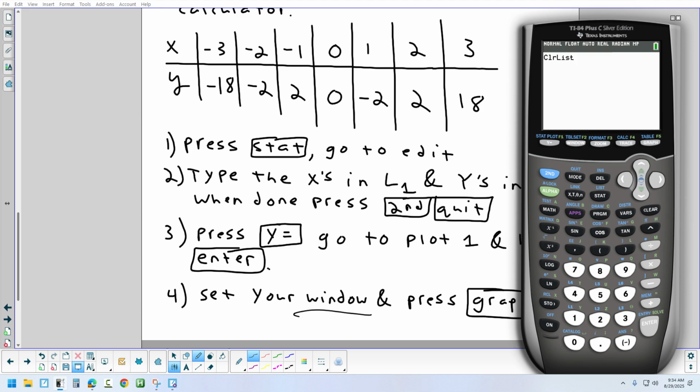Let me try this before you do it and make sure that it works okay. I'd rather mess up my calculator than have to help everybody fix it. Yeah, that's fine. All right.